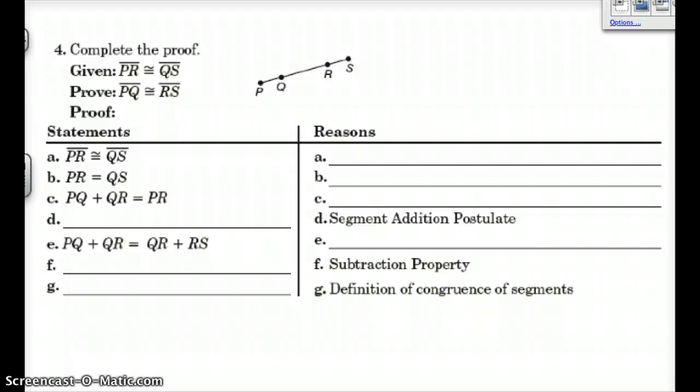Number 4, let's take a look at this one. Complete the proof. So again, I'm going to take my given, PR congruent to QS. That's my given. Then I'm going to take what I'm proving, PQ congruent to RS, and I'm going to write it down on the bottom. All right, let's go back up to the top now. What happens from A to B? What's the change from A to B? Okay, they changed the congruent to equals. Definition of congruent means equals.